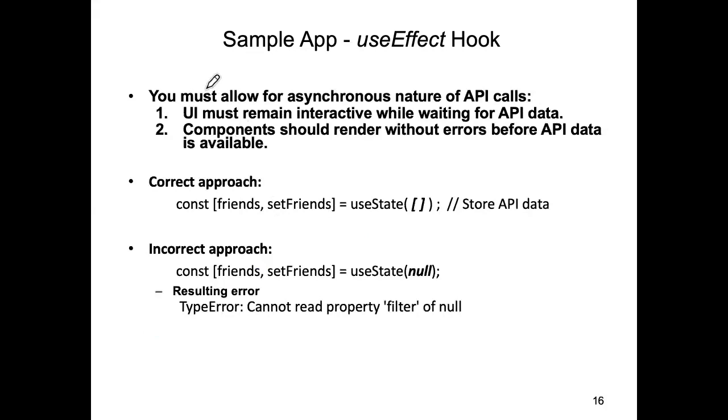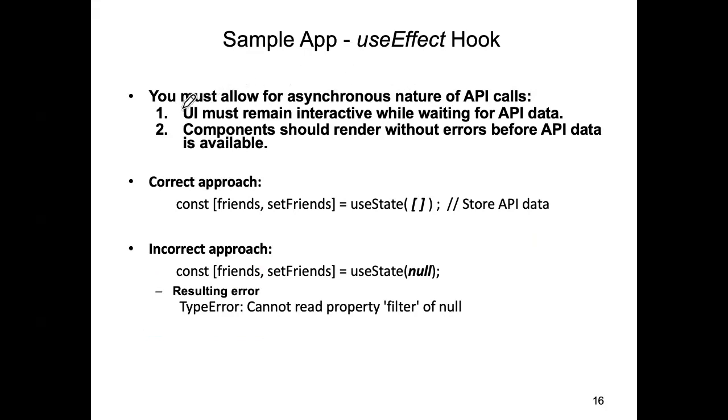So I'm reiterating the point here that it's linked to the useEffect hook, but also because our useEffect hook happens to be making an asynchronous API call. Not every useEffect hook does, but in our case it is. And we know that's an asynchronous communication, so we need to allow for that.